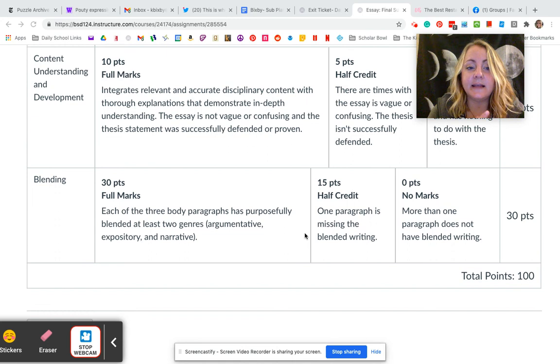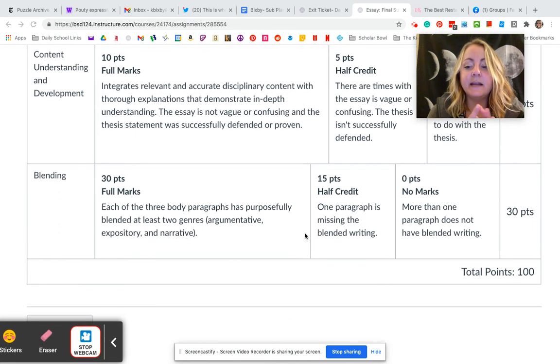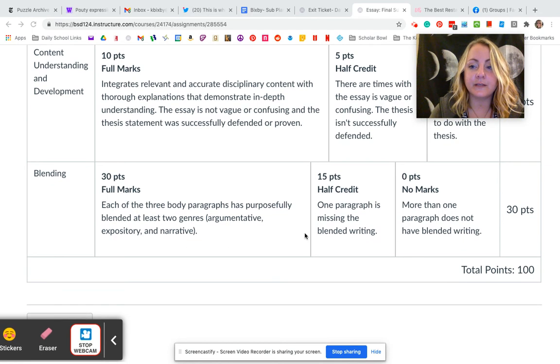Content understanding and development. This means that your essay isn't vague or confusing. I know clearly what job you want, the 3 traits you have that will help you get that job, and that you have shown me clearly that you know what you're talking about. And then finally, blended writing. This means that you have a direct quote and an anecdote. That is your blending of expository and argumentative. So make sure that you have done all of these.